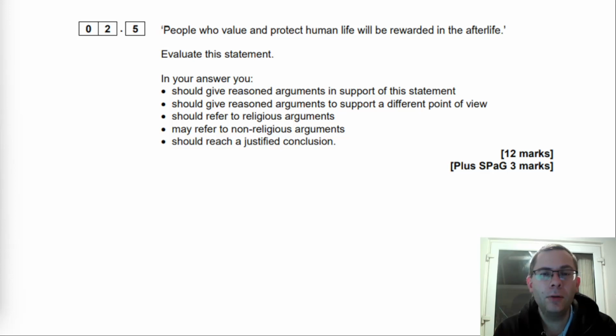Now, it does give you guidelines of what needs to go in. It says you need reasoned arguments to support this statement, a different point of view, religious arguments. You don't need non-religious arguments in this section of the paper, so please just stick with religious ones, and a justified conclusion. Please remember how it's marked.